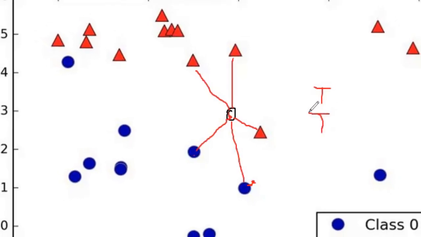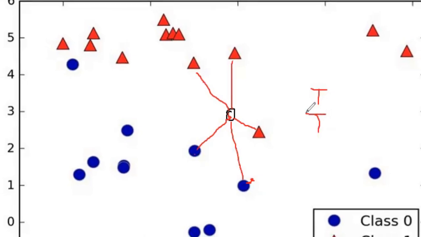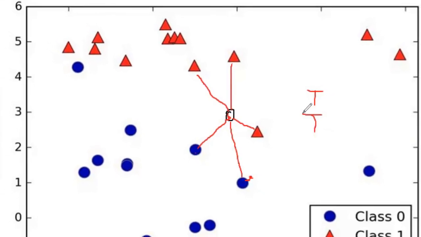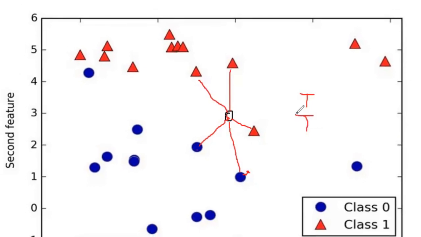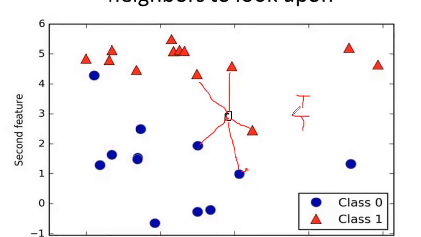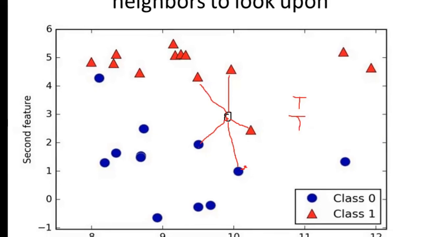So that's how k nearest neighbors works. It will calculate the distances to the training data points, and whatever label they have, it will assign that label to the test data point.